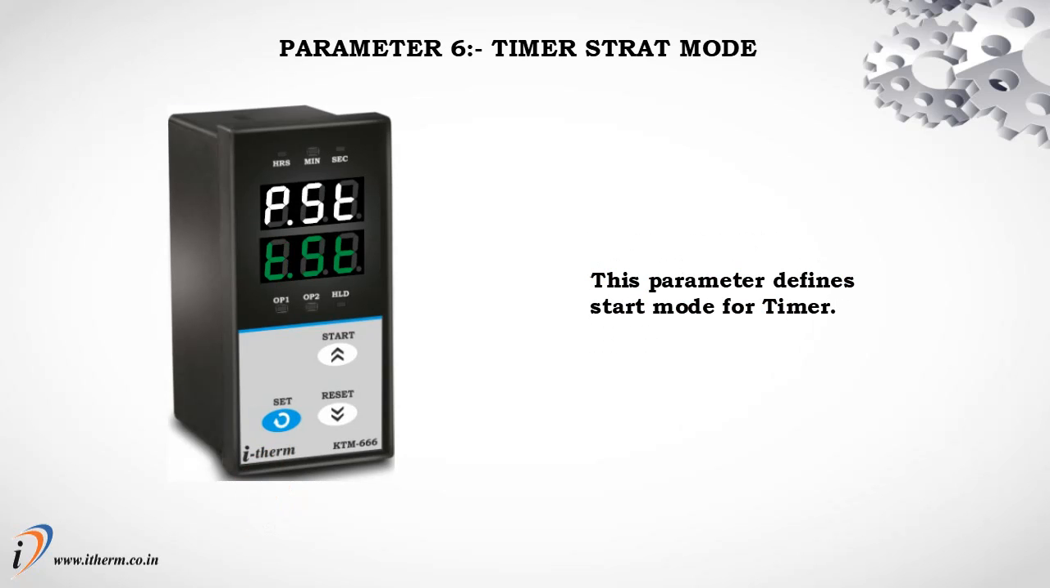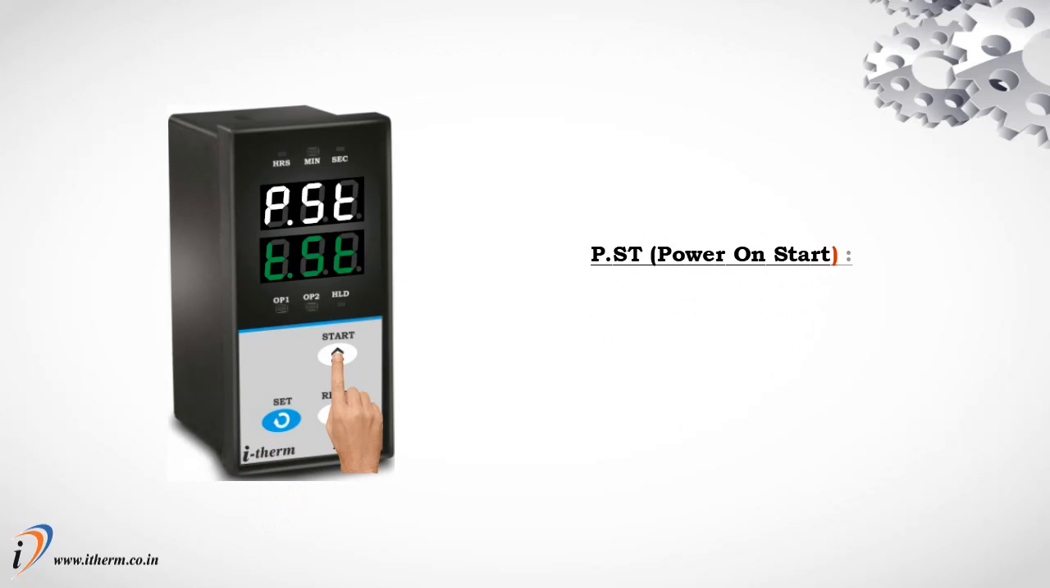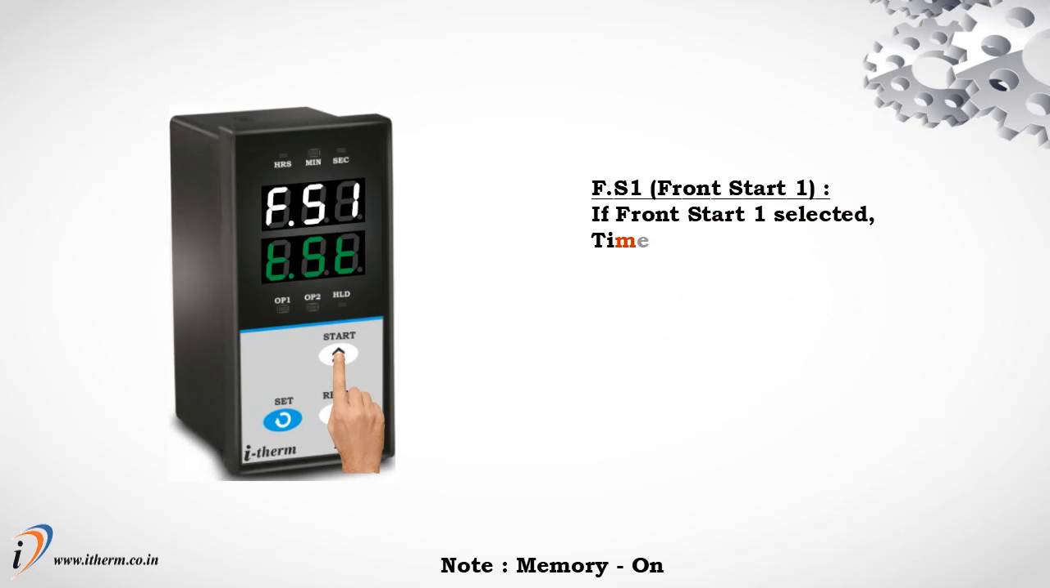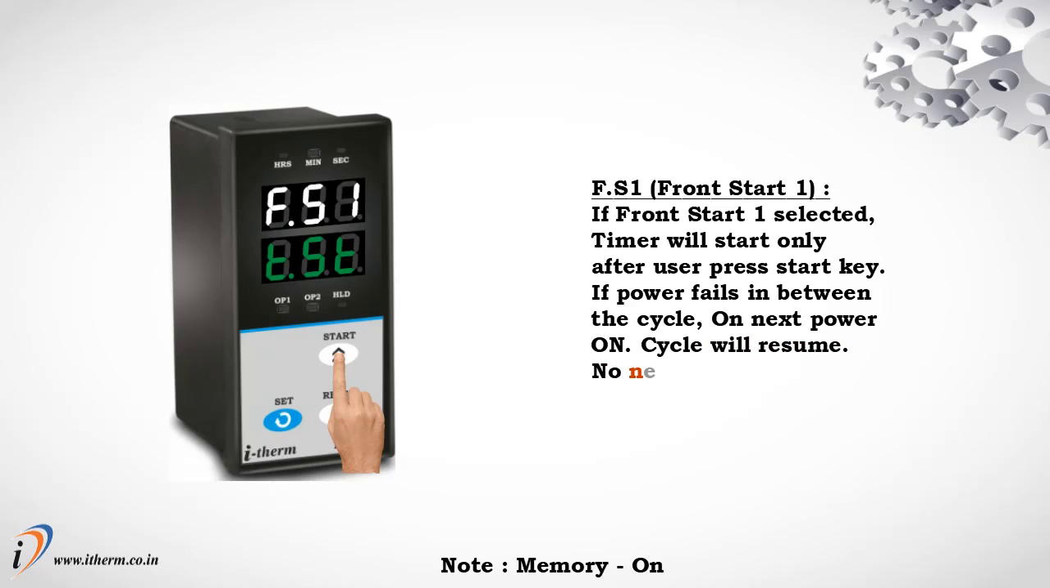Parameter 6, timer start mode. This parameter defines start mode for timer. Power on start. If power on start is selected, then timer will count from power on. Front start 1. If front start 1 is selected, timer will start only after user press start key. If power fails in between the cycle, on next power on, cycle will resume. No need to applying start command.